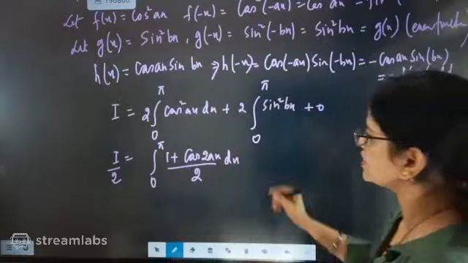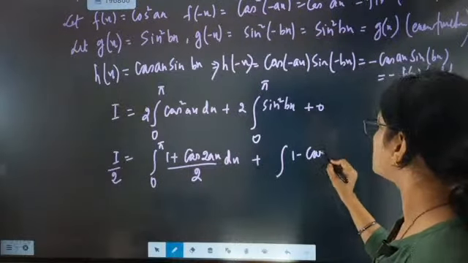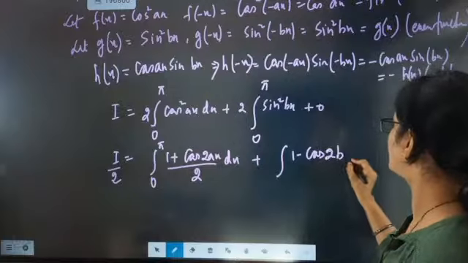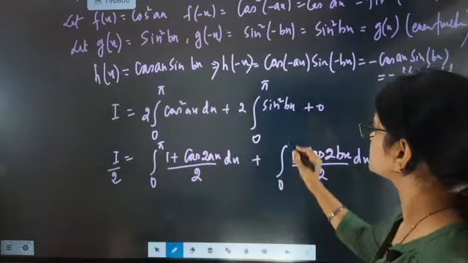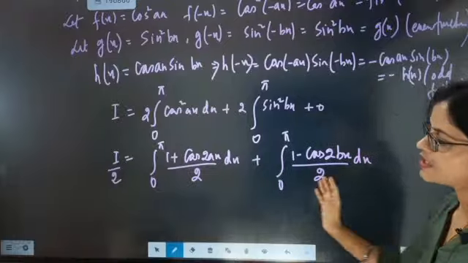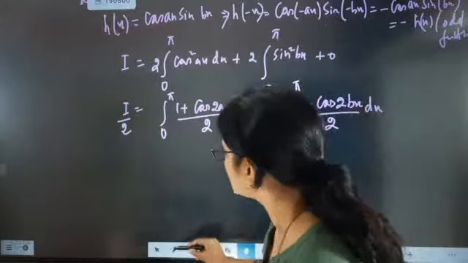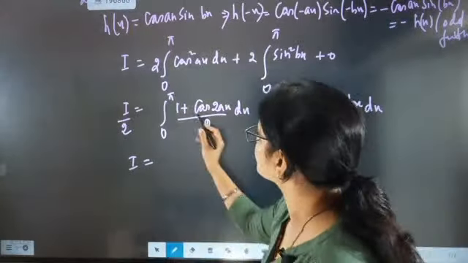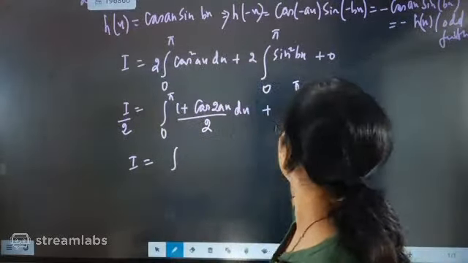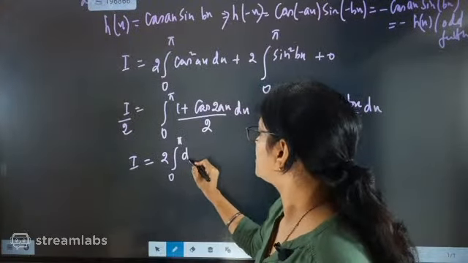Now for this section, again we write 1 minus cos 2bx, from 0 to pi. Then this 2 we shift to that side, and this 2 gets cancelled. So now it comes as I again. This part, 1 plus 1, becomes 2, so 2 integral from 0 to pi dx.